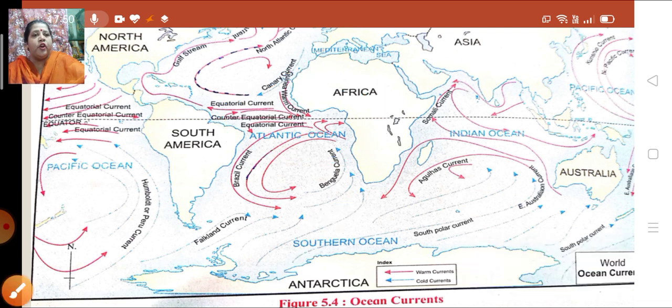Okay, I hope you all have understood this map. The map is showing you the warm currents and the cold currents. Okay, now let's have a geographical explanation about this.